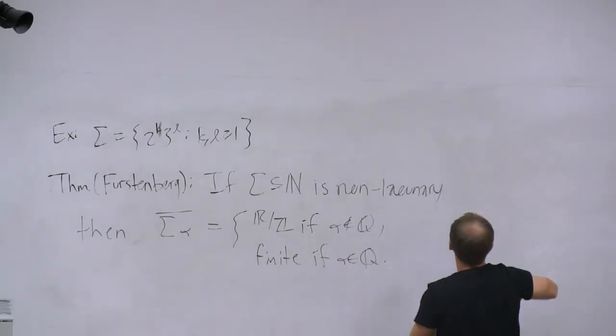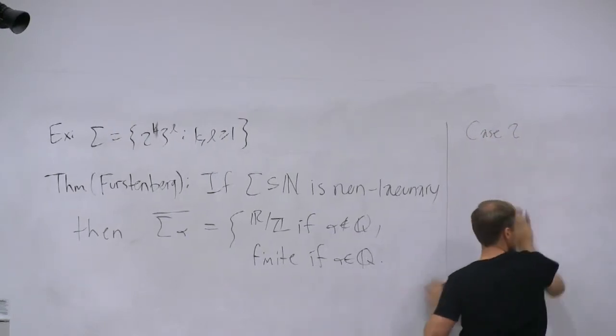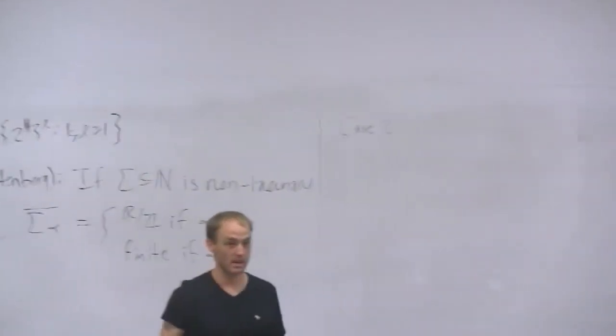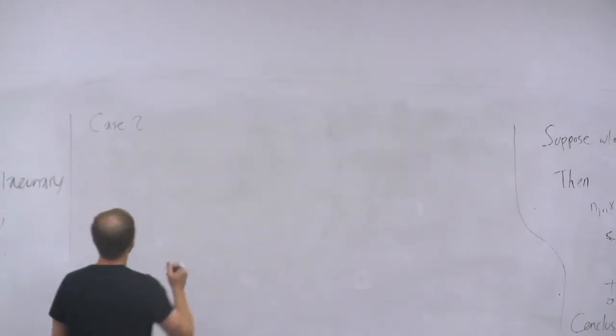Case 2. We already dealt with the case where x naught contains a rational point. Done. So now we're in the case where x naught doesn't contain a rational point. Okay.